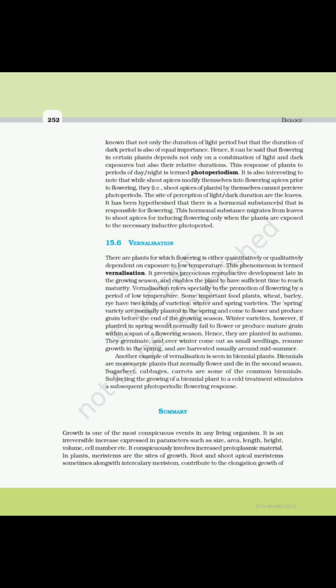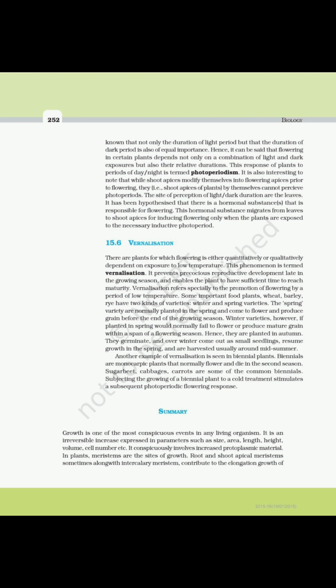Another example of vernalization is seen in biennial plants. Biennials are monocarpic plants that normally flower and die in the second season. Sugar beet, cabbages, carrots are some of the common biennials. Subjecting the growing of a biennial plant to a cold treatment stimulates a subsequent photoperiodic flowering response.